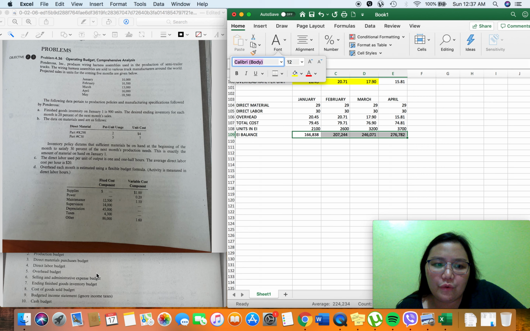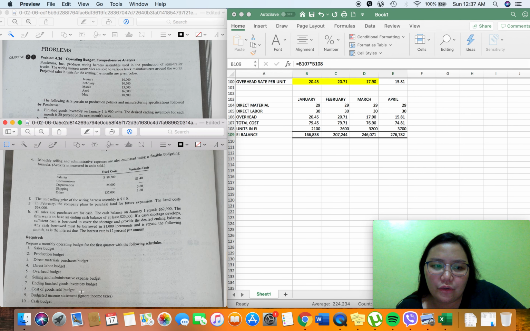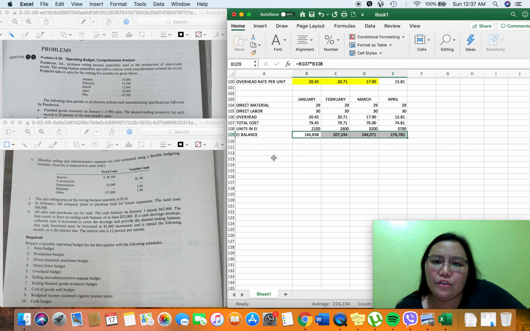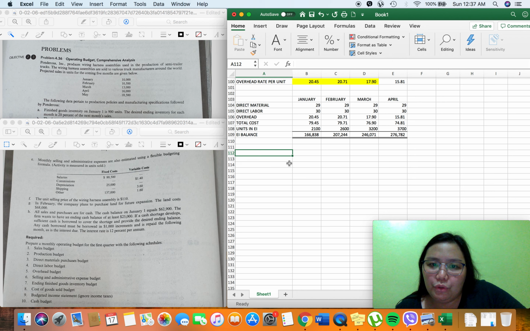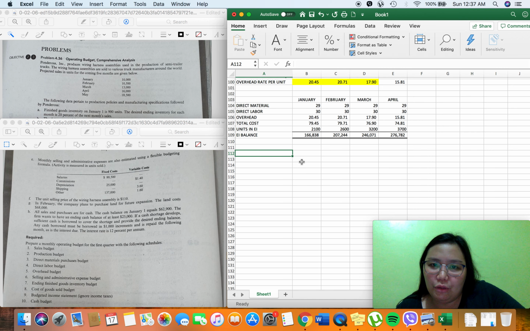We move on to our next requirement. The next requirement is for us to prepare the cost of goods sold budget. For the cost of goods sold budget, we know that the cost of goods sold is computed by computing the cost of goods available for sale and deducting the ending inventory balance from the cost of goods available for sale.